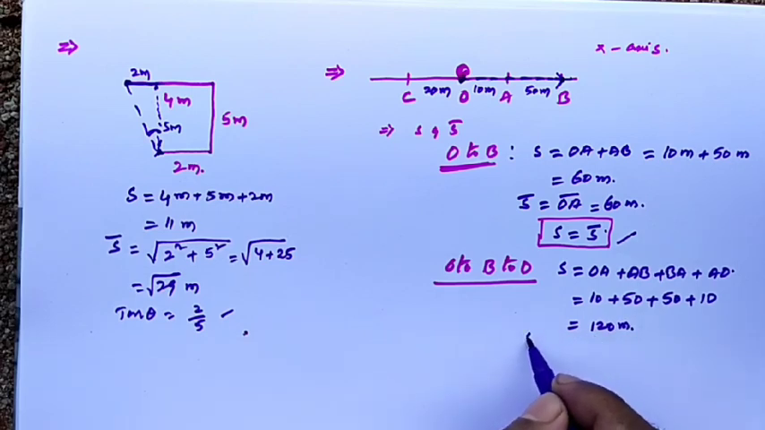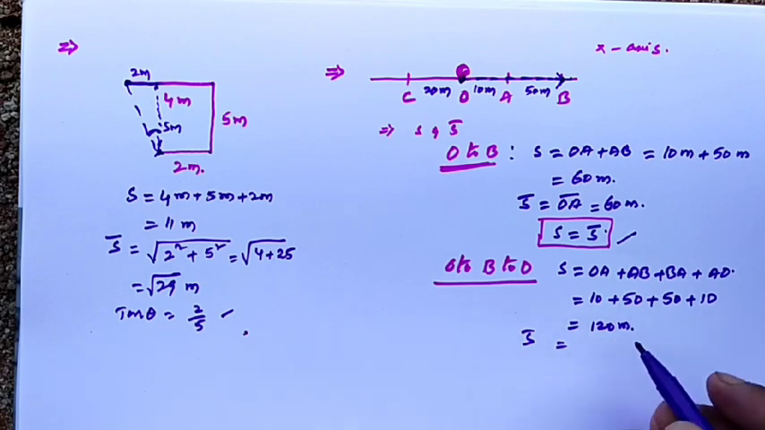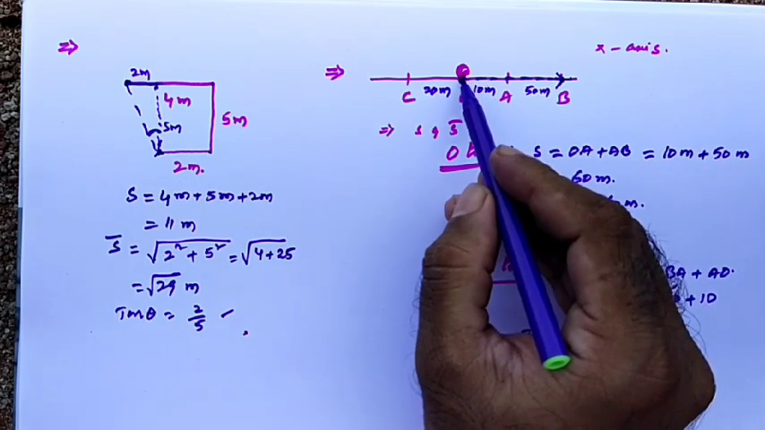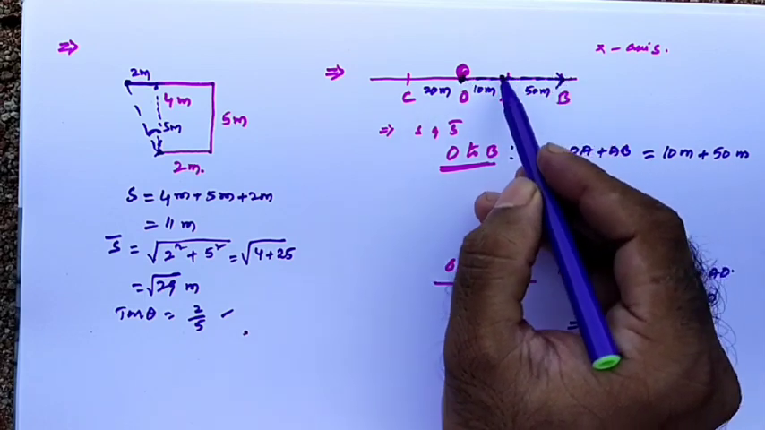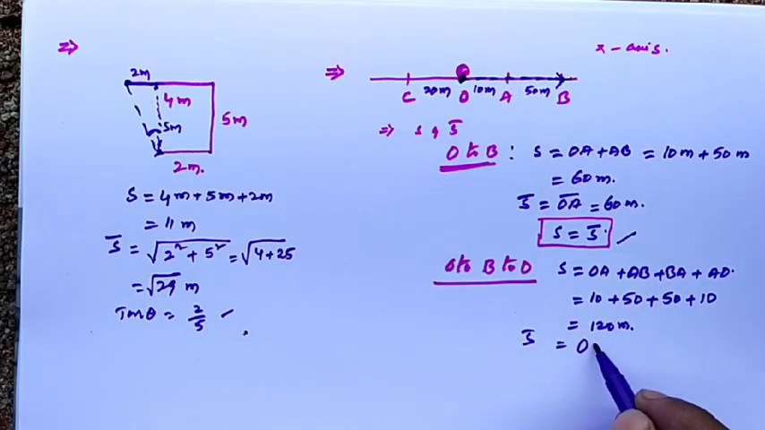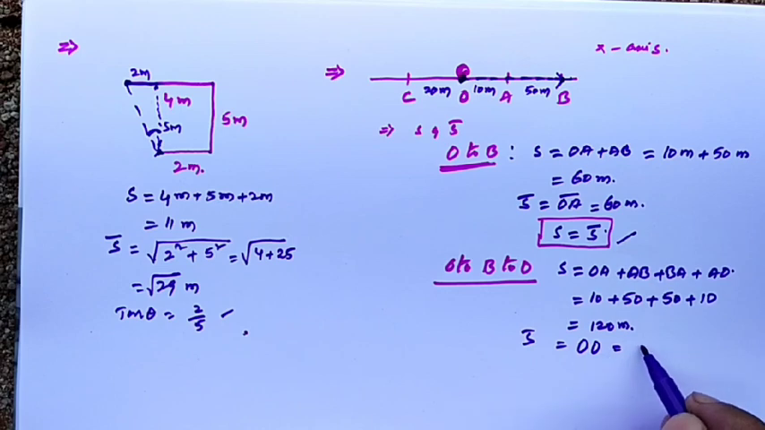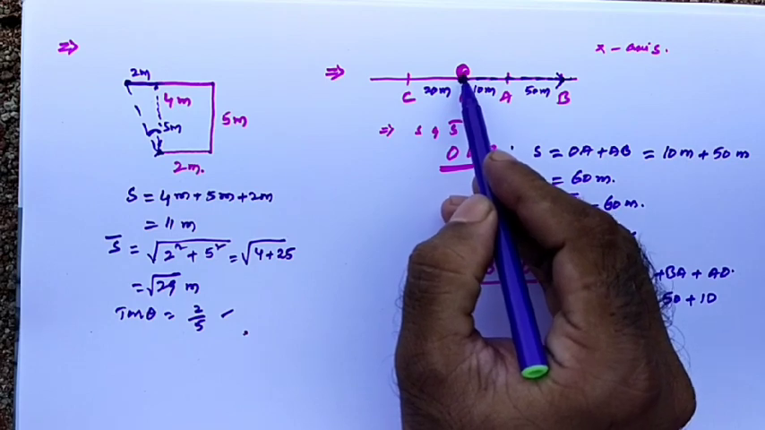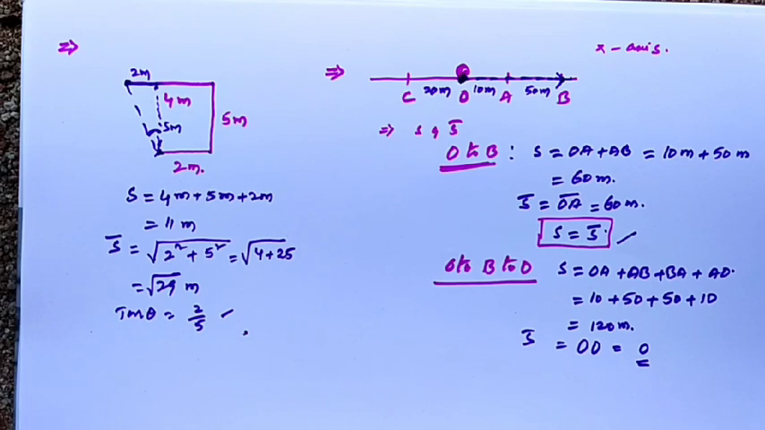Understood? Now what is the displacement in this case? Which is the initial point? O. It started at point O. Which is the final point? Again O. Right? This is the starting point, this is the ending point. If I draw a straight line from here to here, what is the length of that straight line? 0. Nothing. So in this case, displacement is 0.